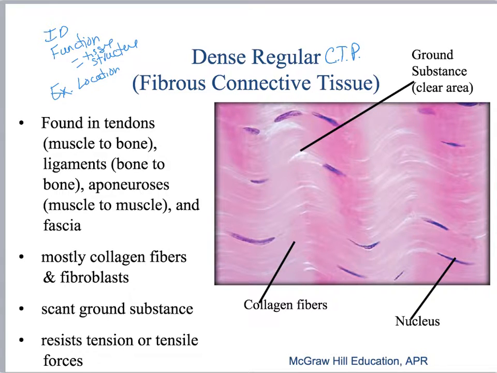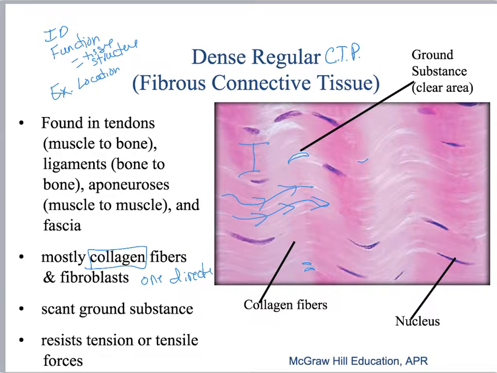Okay, so with all of the dense connective tissues, what you have are lots and lots of fibers, and then tiny little bits of ground substance. So that's where this clear stuff is right here. Now with dense regular, what you're seeing is collagen fibers, and they are going in the same direction, so one direction.